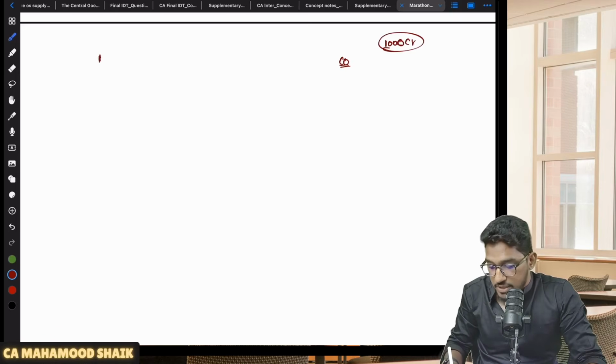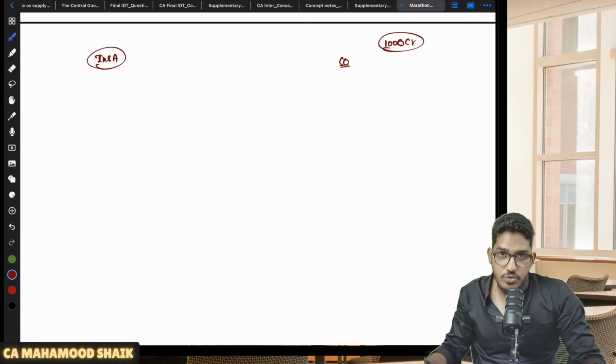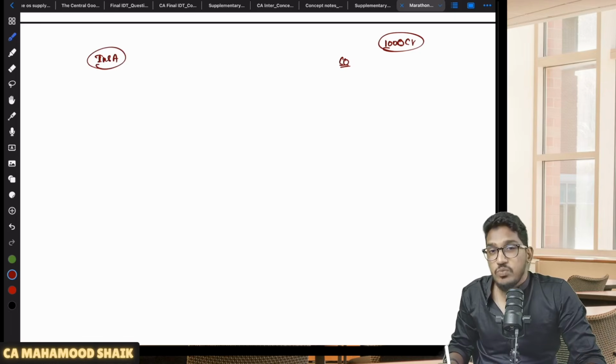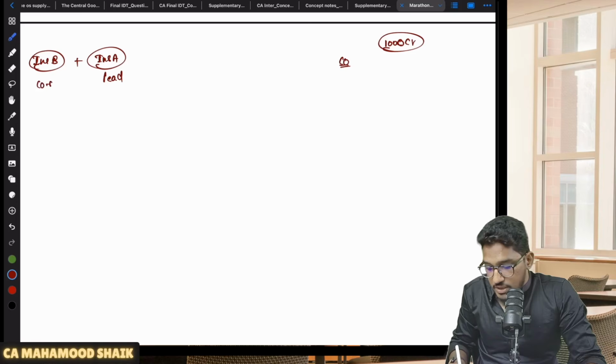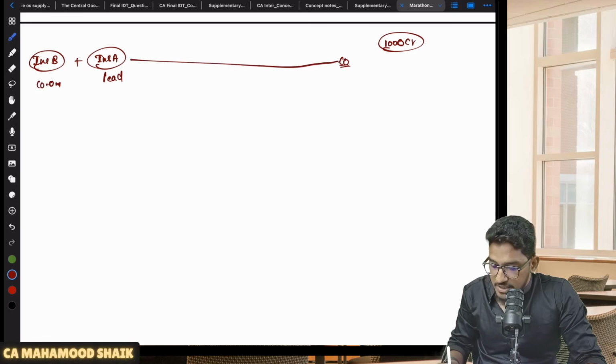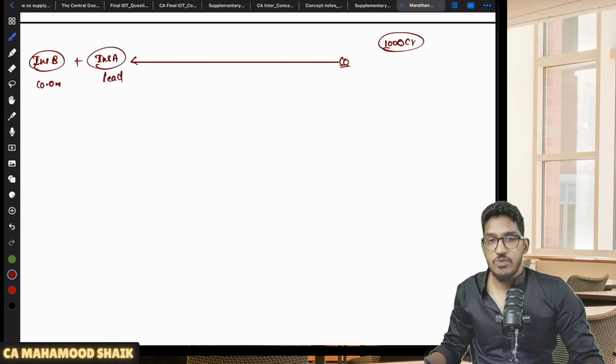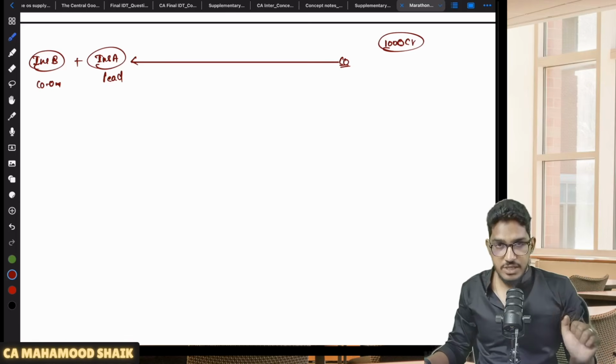They approached insurance company A: sir, I need 1000 crore rupees of insurance coverage. Now, insurance company A doesn't want to take that much risk, so they approached another insurance company B. This insurance company A, I call the lead insurer. This company I call the co-insurer. The company told insurance company A, I want 1000 crore rupees of insurance coverage for my stock.